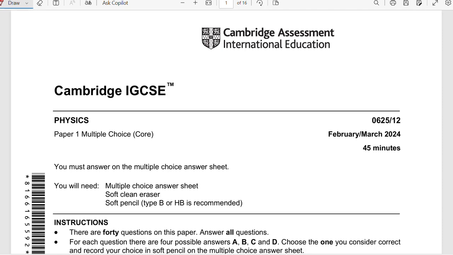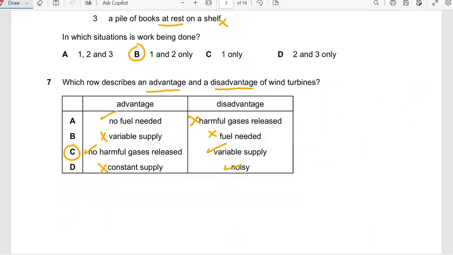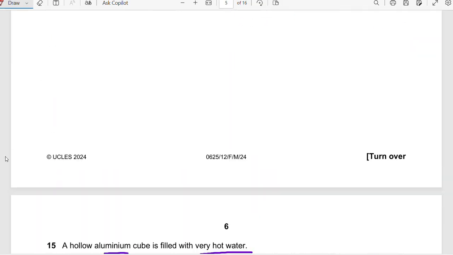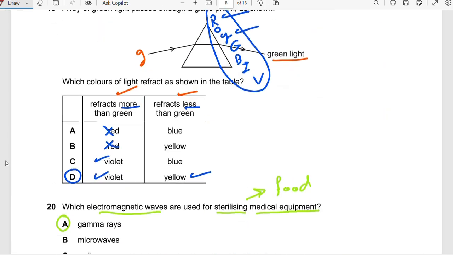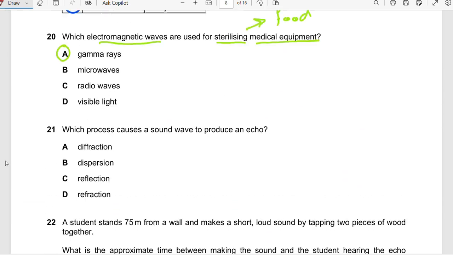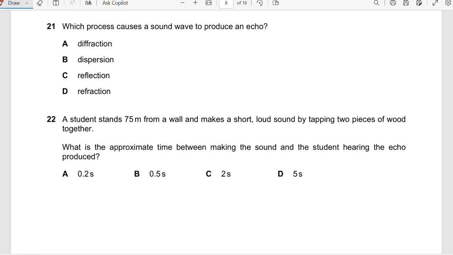This is part 3 of multiple choice paper 1, number 12, February March 2024. In the previous two parts, we finished until question 19, sorry, until 20. So now we're going to start from 21.